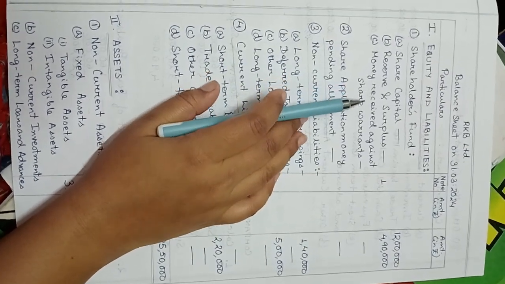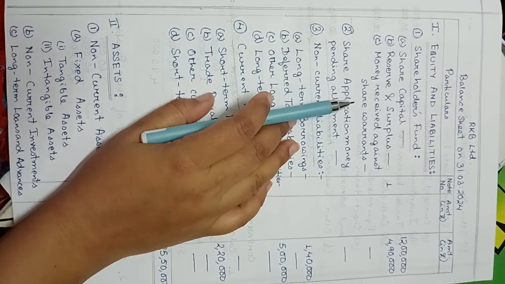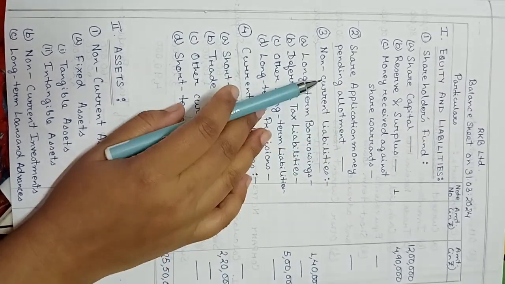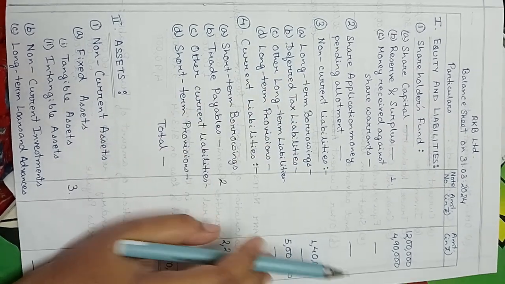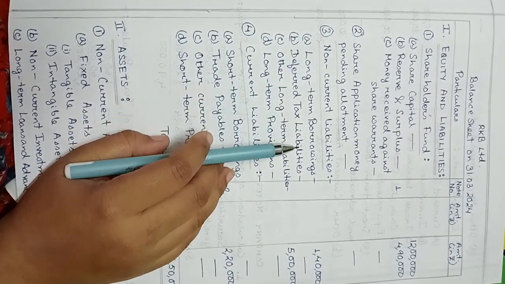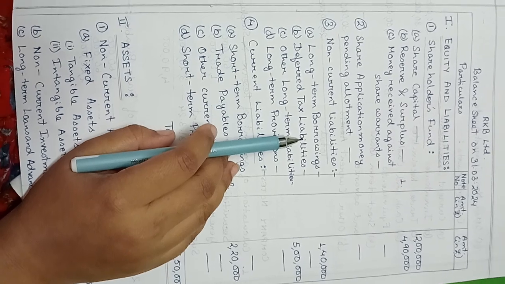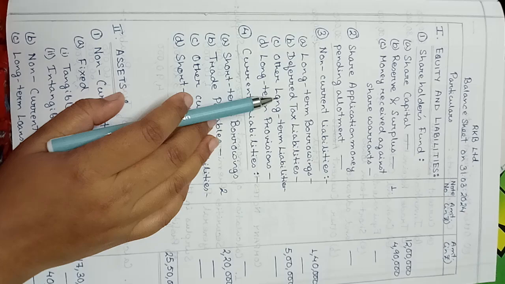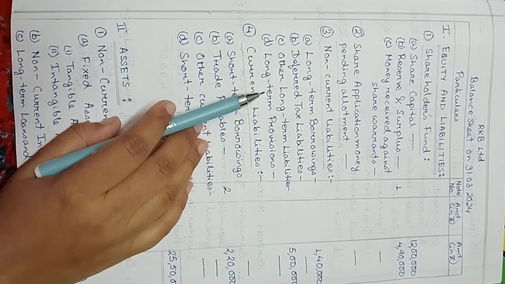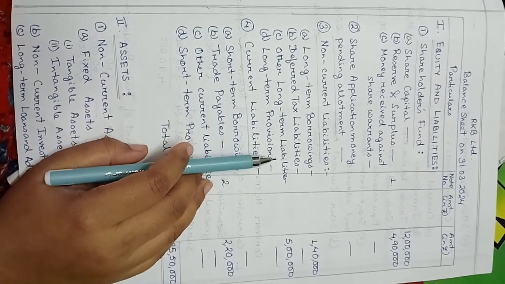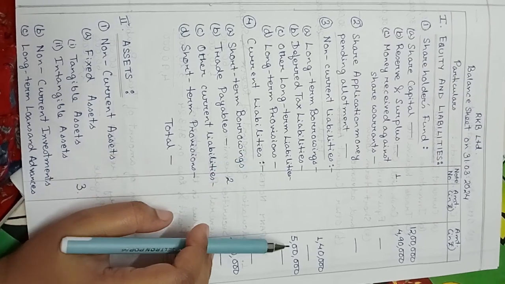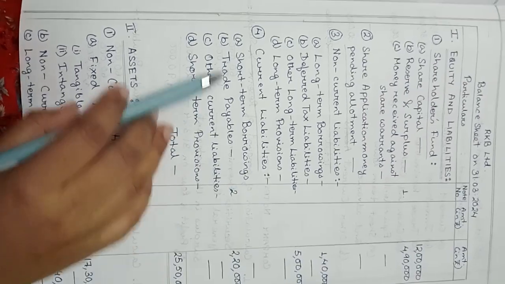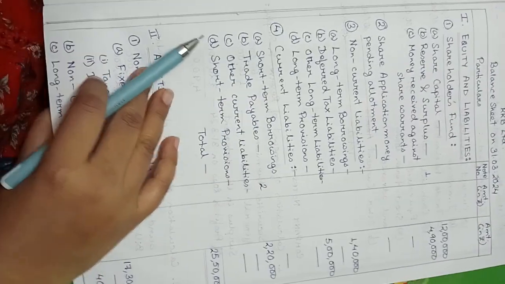Then you see money received against share warrants, there is no amount. Share application money pending allotment, there is no amount. There is long term borrowings, which means there is bank loan. Deferred tax liabilities, no amount. Other long term liabilities, it is issue of debenture of amount rupees 5 lakh. There is no long term provision.